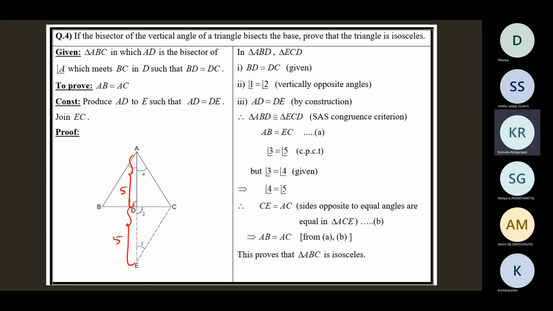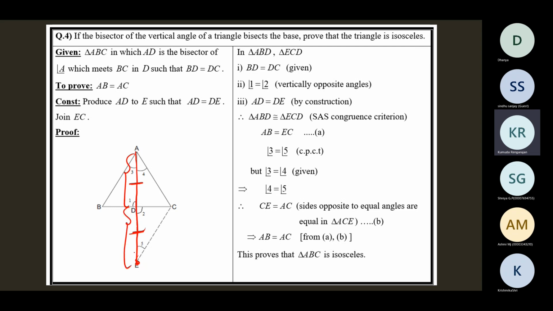If AD is 5 centimeters, pull AD down to a point E such that DE is 5 centimeters. That is, AD is equal to DE. Produce, so how do you say that? Produce AD to a point E such that AD is equal to DE. So if AD is 5 centimeters, DE also will be 5 centimeters.